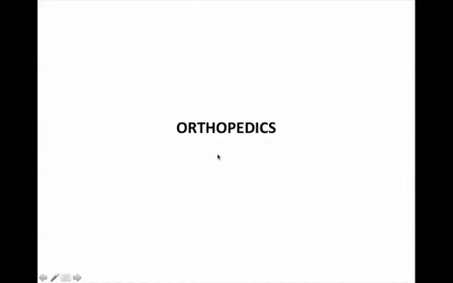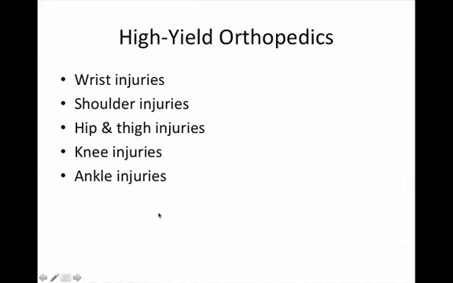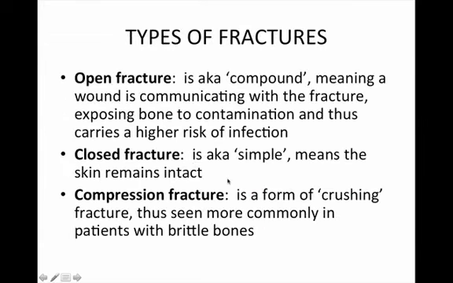Now what we're going to talk about is orthopedics. When it comes to orthopedics, there's actually quite a bit of things you need to know. You need to know everything about wrist injuries, shoulder injuries, hip and thigh injuries, knee injuries, and ankle injuries. Luckily, although there is quite a bit of information, it's fairly straightforward, fairly easy to memorize, and treatments are fairly similar in nature. So let's go through each one of these areas, and we'll talk about all the high-yield pathologies that we need to know.